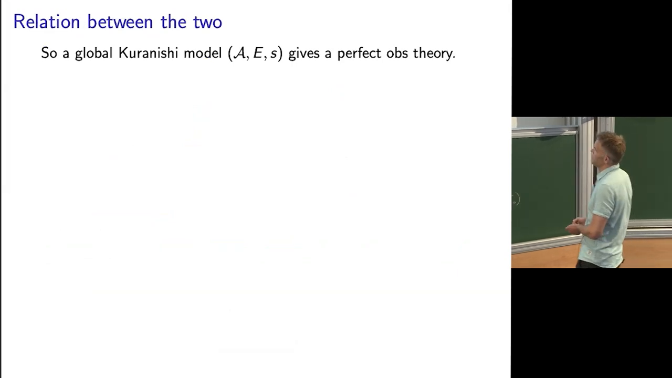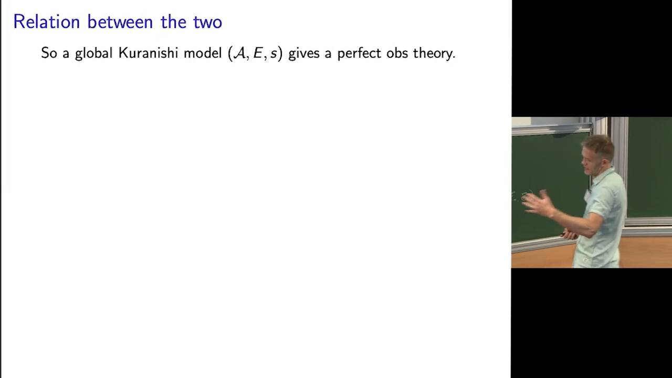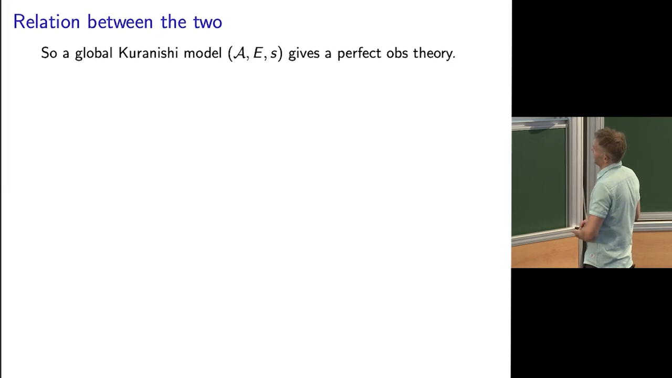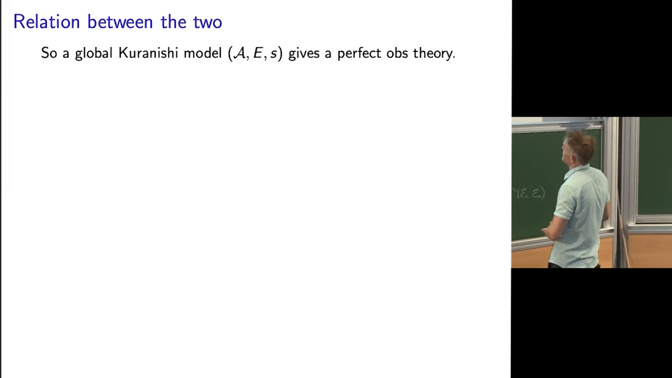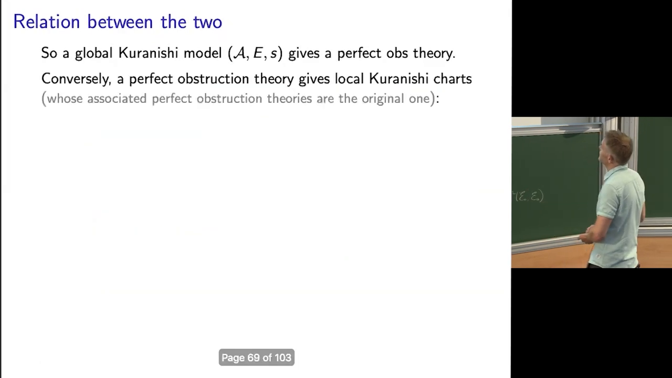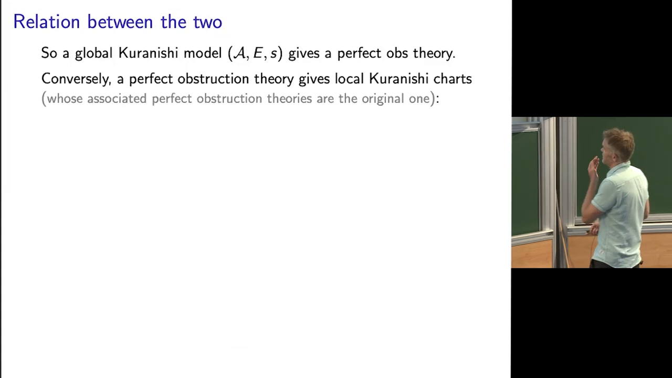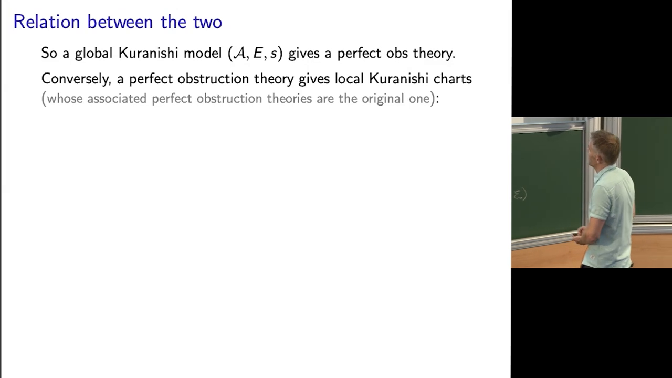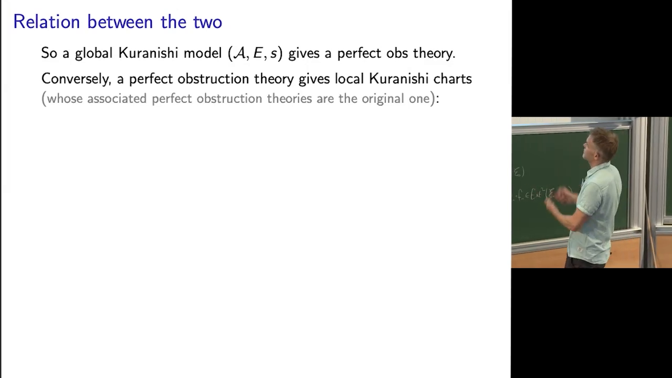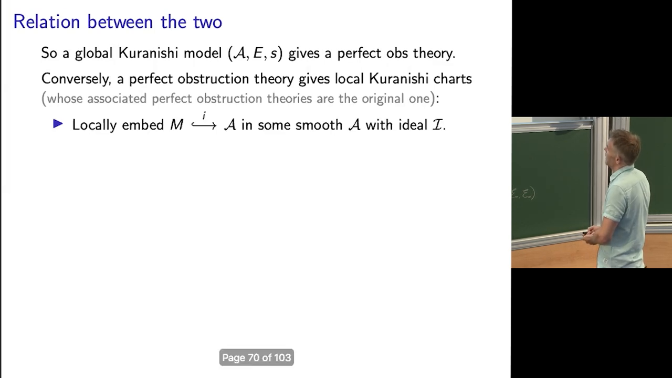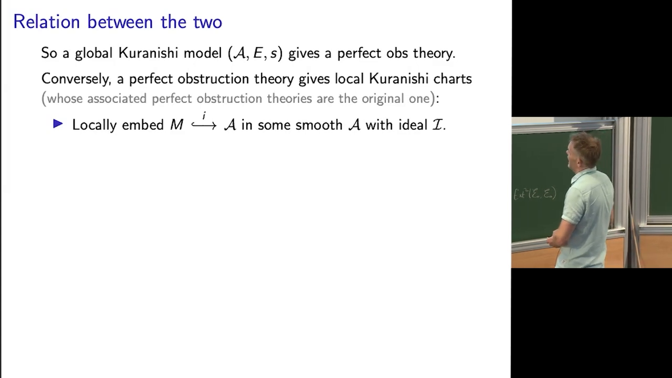Okay, so what's the relationship between perfect obstruction theory and this fantasy global Kuranishi model? As I said, the global Kuranishi model will always give you a perfect obstruction theory. That's the top of this slide here. Conversely, a perfect obstruction theory always gives you local, Zariski local Kuranishi charts which are compatible with the perfect obstruction theory. So let's see that. You can see it as follows.